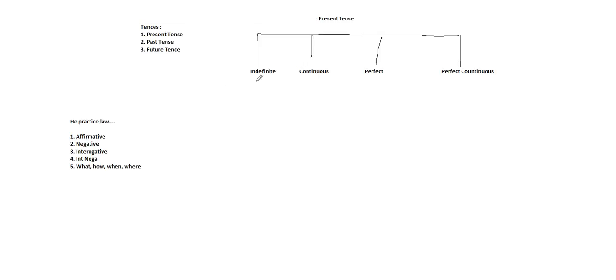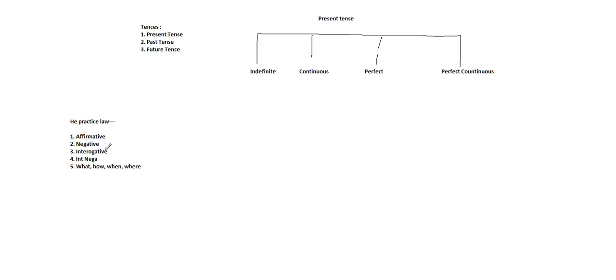Okay, so now we are going to discuss one by one. In the affirmative, we have learned that in present indefinite we use he practices law. In continuous we use he is practicing law. In perfect tense we use he has practiced law. And in perfect continuous, he has been practicing law for 2 years.